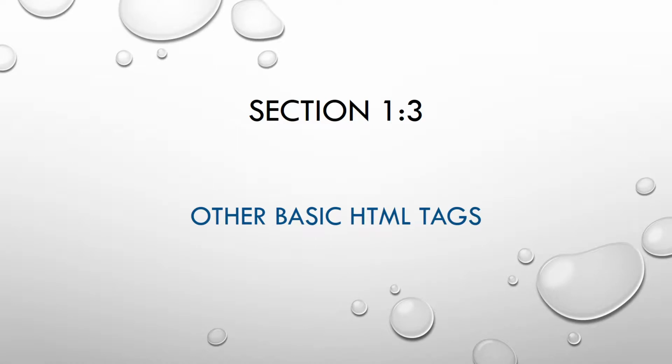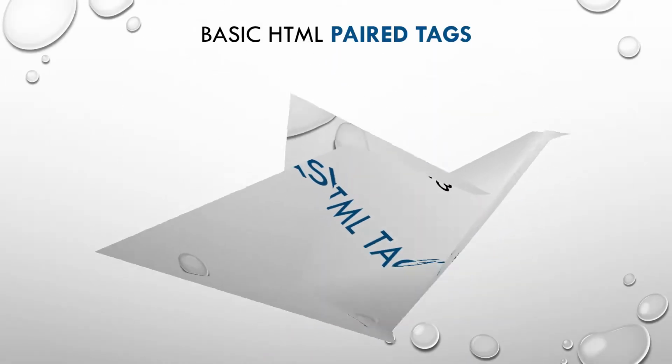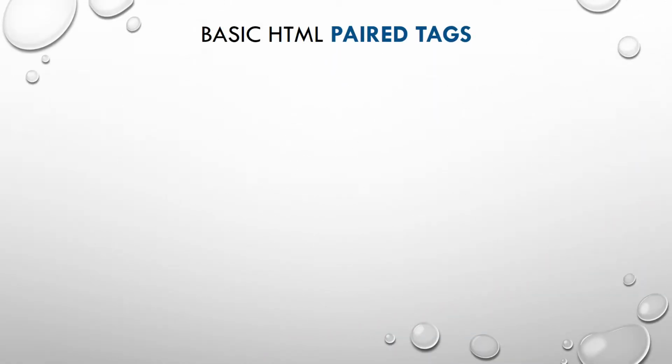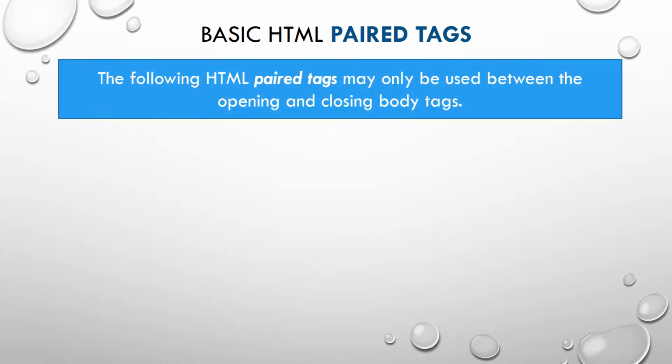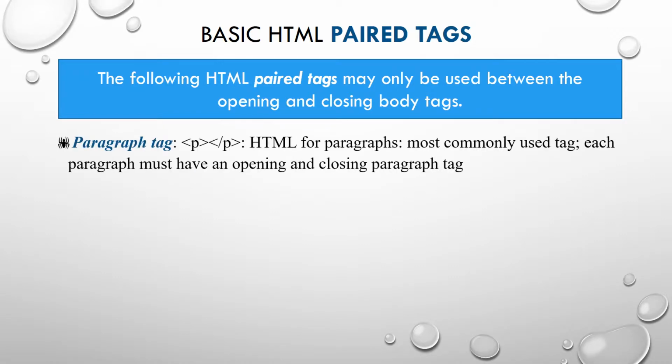Welcome to Section 1-3, Other Basic HTML Tags. Looking at basic HTML paired tags. Remember, paired tags need an opening tag and a closing tag. The following HTML paired tags may be used only inside the opening and closing body tags. The paragraph tag is the most commonly used tag. Each paragraph must have an opening and closing paragraph tag.